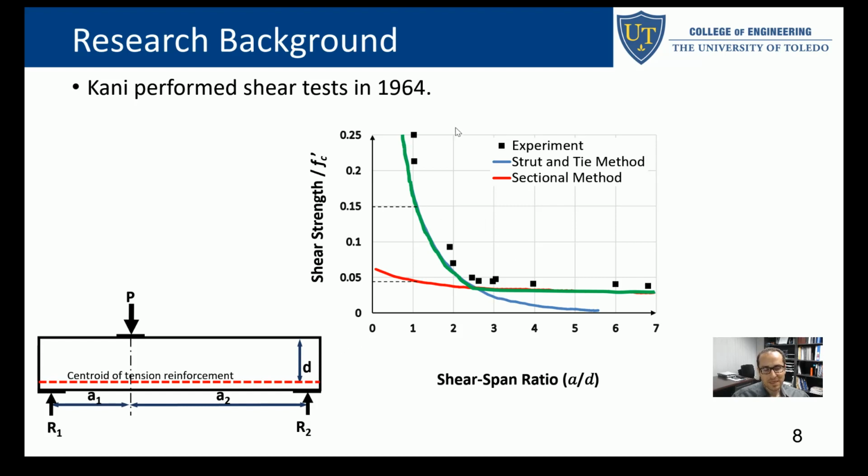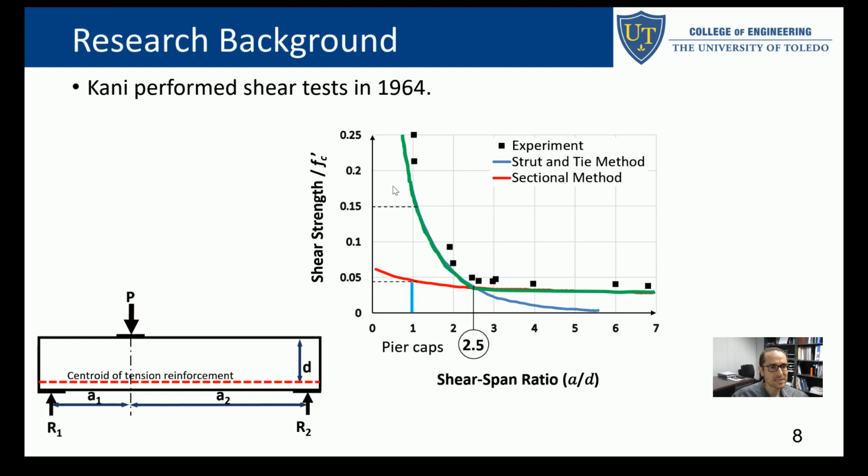The best type of calculation that you can do is to use the sectional method up to this transitional point, which is a shear span to depth ratio of 2.5. Anything less than that, or anything deeper, you need to use the strut-and-tie method. So this is in H2 as well as other codes, which I'm going to show you in the next couple of slides.